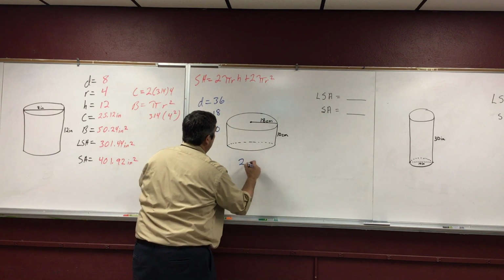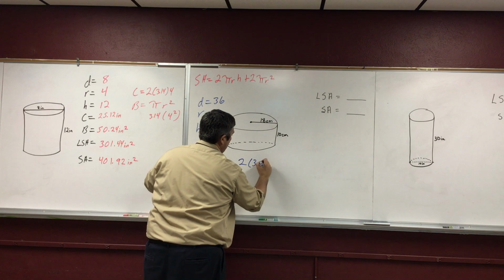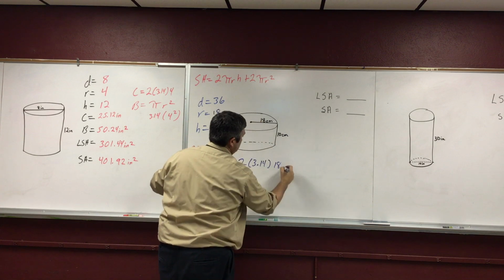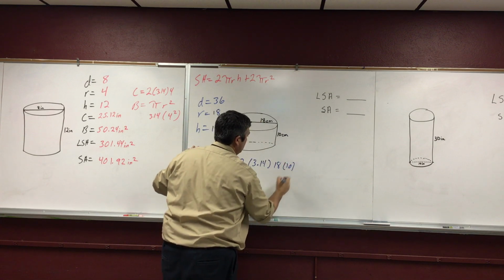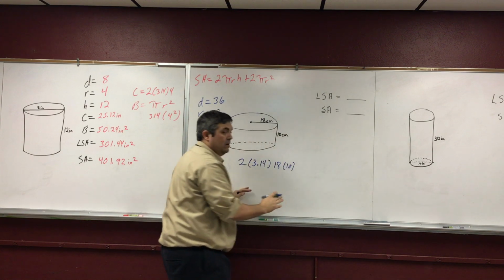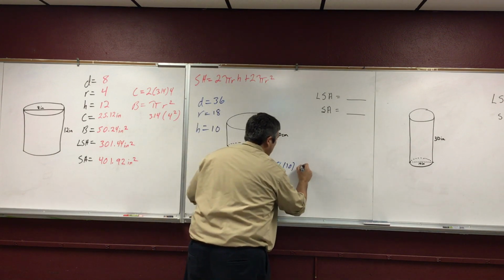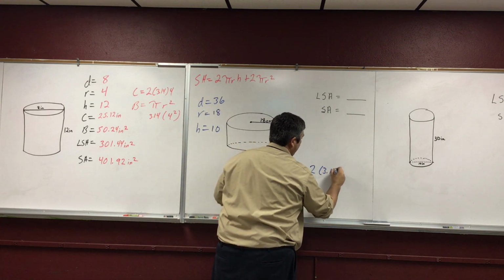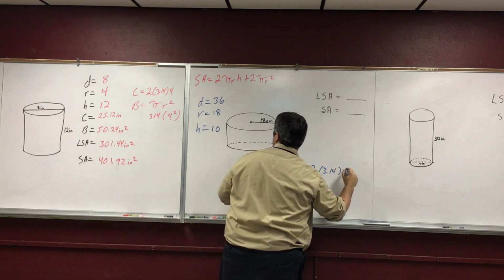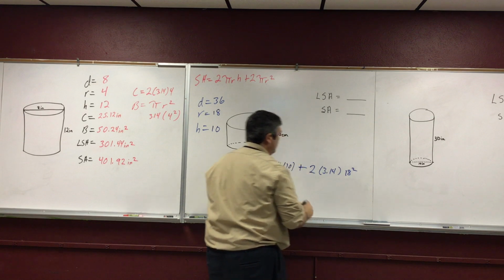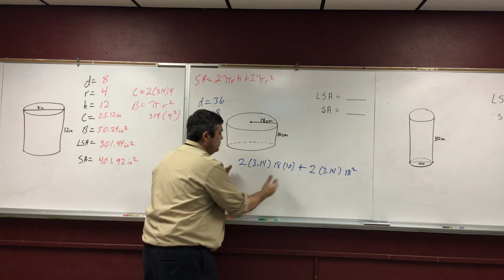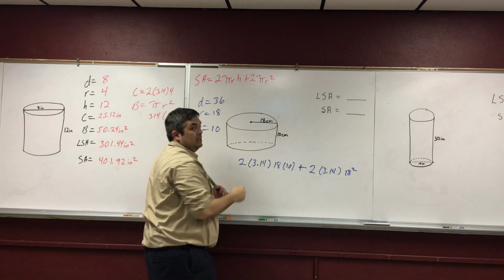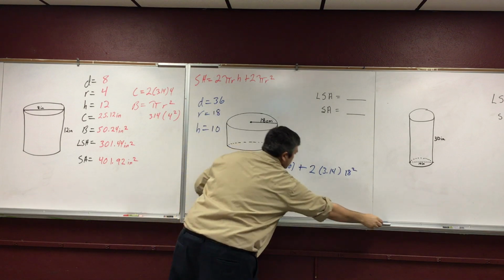So 2 pi, 3.14, times the radius, 18, times the height, which is 10. And I'm going to go ahead and write this other stuff out because I want that information too. So plus 2 times 3.14 times 18 squared. I'm going to do this part first because this is my lateral surface area. This right here is the LSA. So I want this part first.